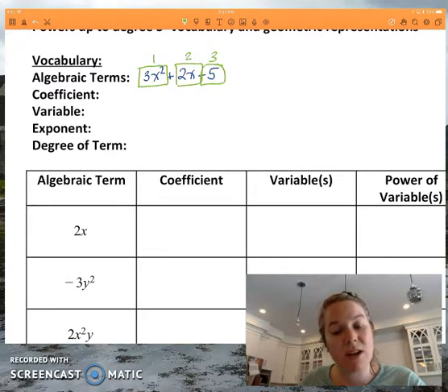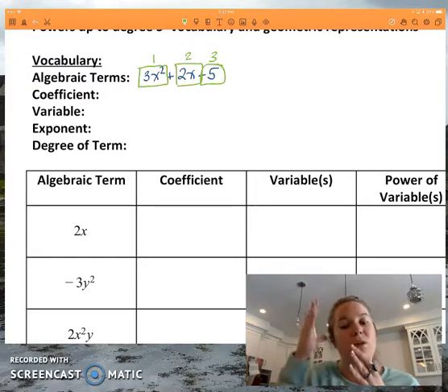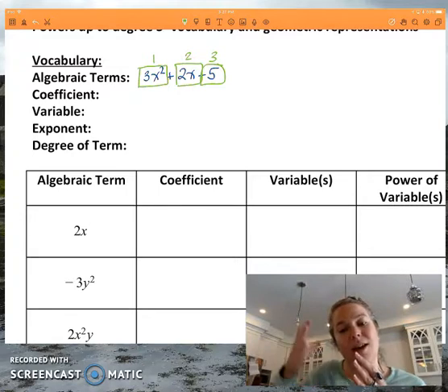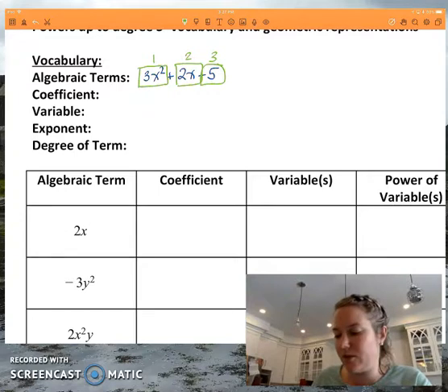So an algebraic term is a combination of coefficients and variables. And anything within there that's multiplication and division counts as part of the term. And when you reach the addition and subtraction sign, that's where the term ends. All right? So, what is a coefficient and what is a variable? These are words that I've been using to describe a term, so let's talk about those.